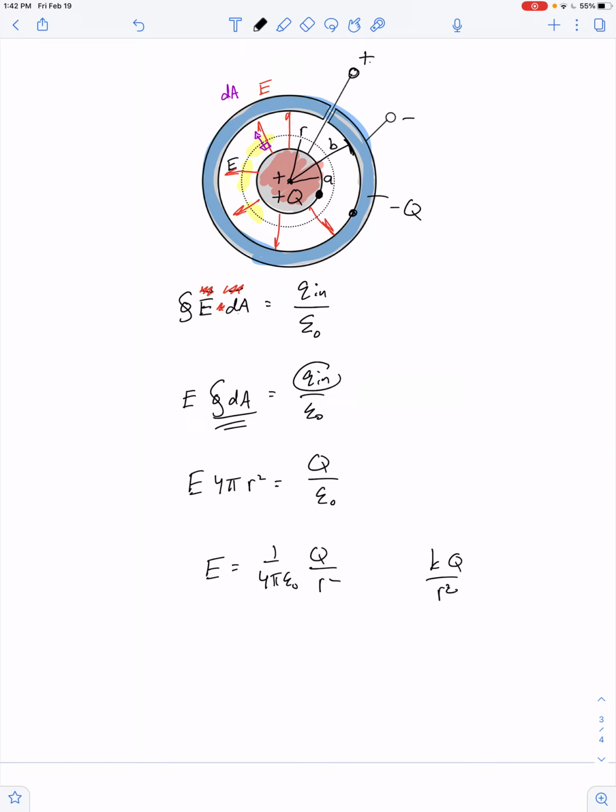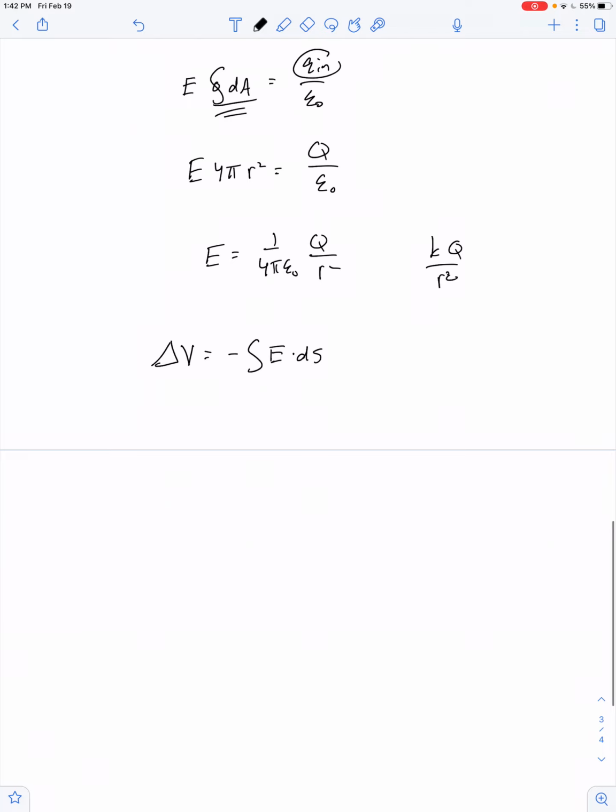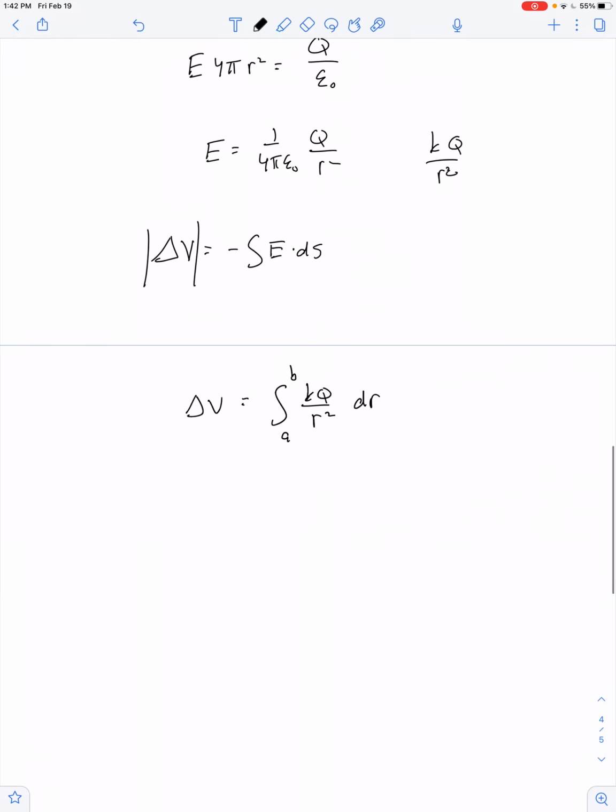Now what's the potential difference from point A to point B? Here's where I want to say E dot ds, right? The potential difference between the inner conductor and the outer conductor is negative the integral of E dot ds. We're probably just concerned with the magnitude of the potential difference in this case, right? So we'll say the magnitude of that potential difference is the integral of KQ over r squared dr as we go from A to B.